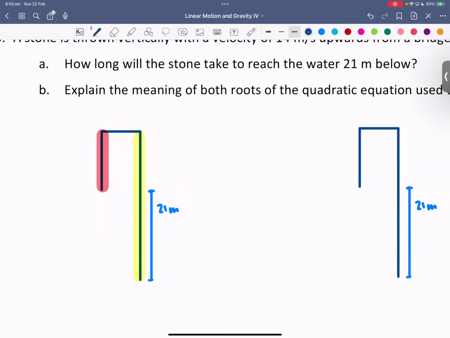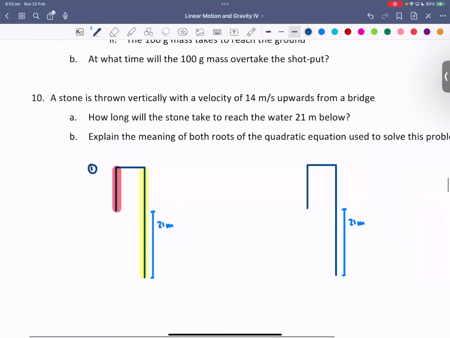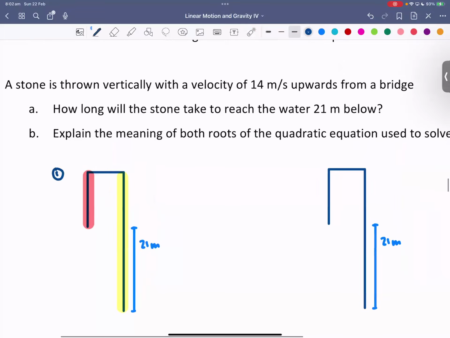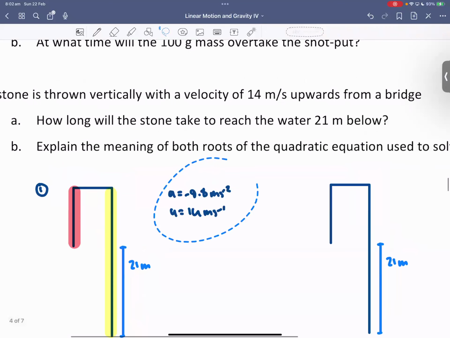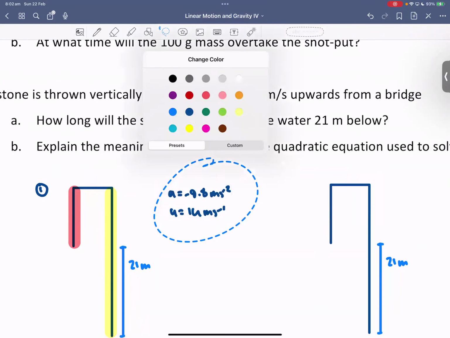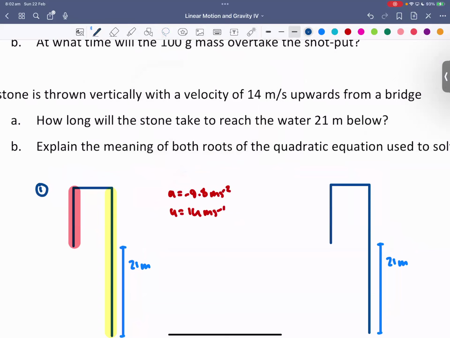Help me out, Adi. What do you know about the red part of the journey? When it throws the stone up. Initial is 14, yep, and he's doing it on Earth, so acceleration is negative 9.8. Keep going. Final velocity at the top is 0. Yes, you are right. It stops moving at the top.